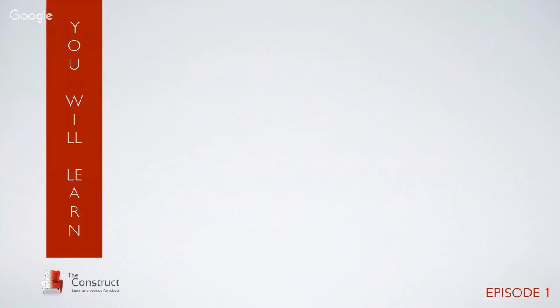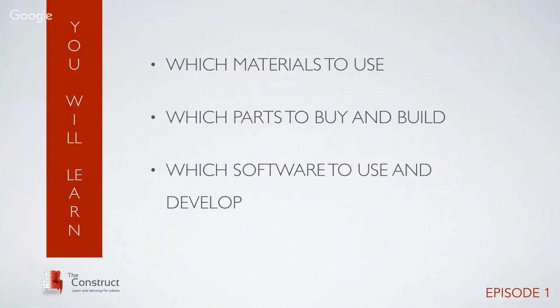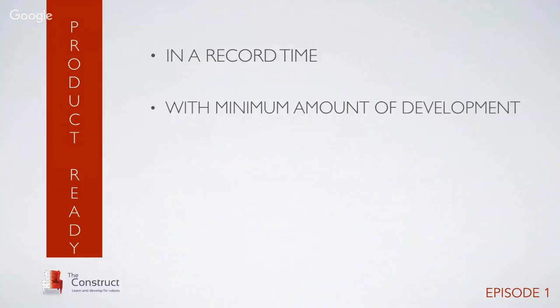What you will learn in this series of 3 webinars, of which this is the first, is which materials you are going to use to construct your product, which parts to buy and build, because not only will you have to buy materials, but also build your own, and which software to use and how to develop new software that you may need. All of this is so that you get your product ready in record time with the minimum amount of development. We want to reduce the development as much as possible.